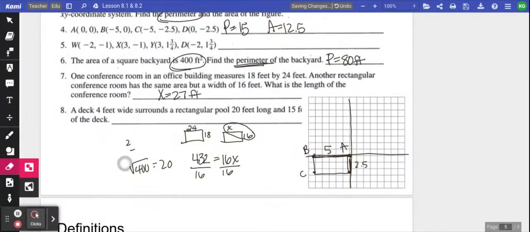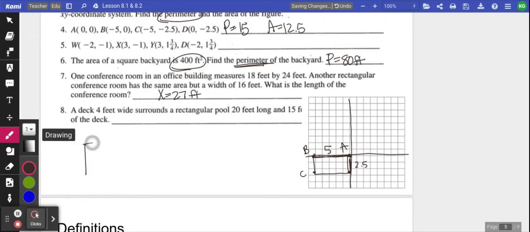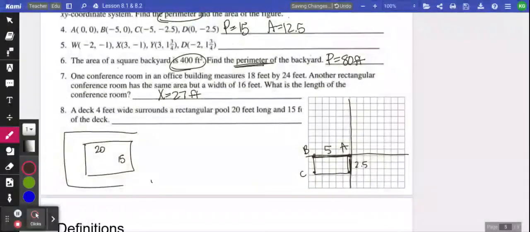Number 8 says a deck 4 feet wide surrounds a rectangular pool, and the pool is 20 by 15. Find the area of the deck. So here's my pool, which is 20 by 15, and it has a 4 foot wide deck that goes all the way around it. So it wants the area of the deck.